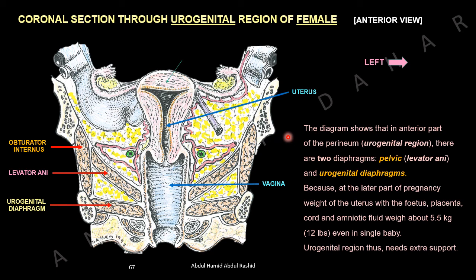So the diagram shows that in the anterior part of the perineum, the urogenital region, there are two diaphragms, pelvic, formed by levator ani, and urogenital diaphragms. This is the pelvic diaphragm and this is the urogenital diaphragm. Because at the later part of pregnancy, the weight of the uterus with the fetus, placenta, cord and amniotic fluid is about 5.5 kg, that is about 12 pounds even in a single baby. The urogenital region thus needs extra support.